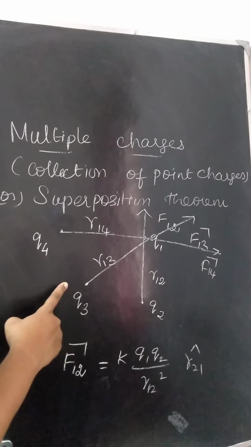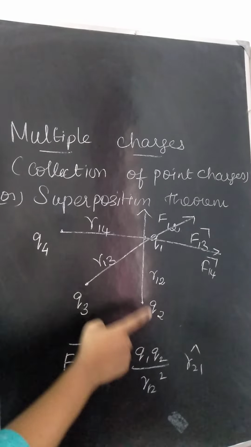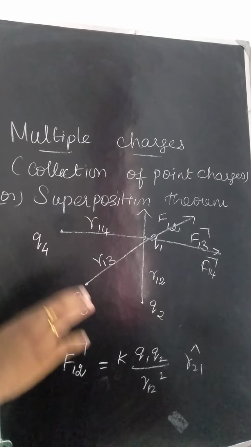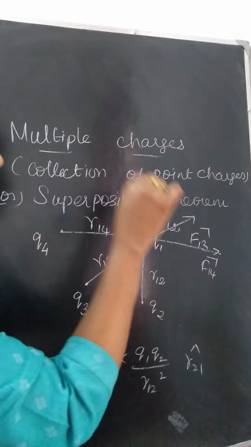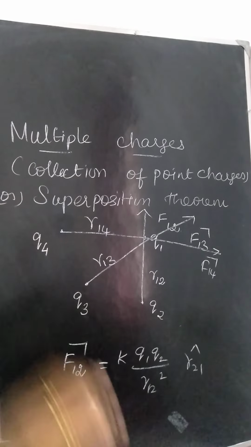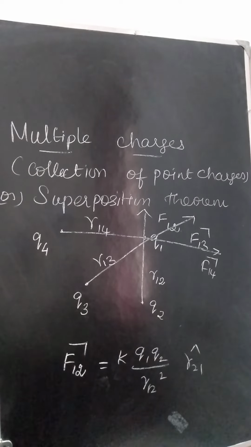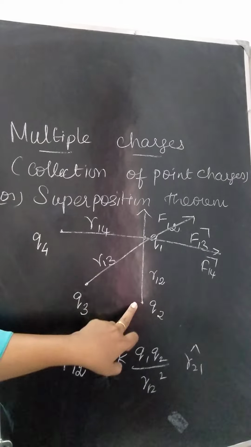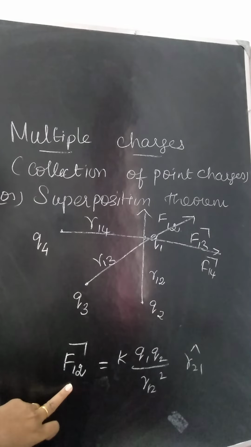It doesn't mean that Q3 will not act on Q2, or Q4 will not act on Q2. Yes, there will be some forces. But what we are finding is what are all the forces acting on Q1. Q1 I took as the ideal charge. Clear? Okay. So now the distance between 2 and 1, with respect to that we wrote the equation.